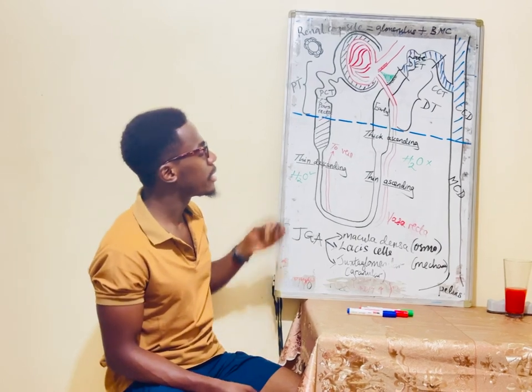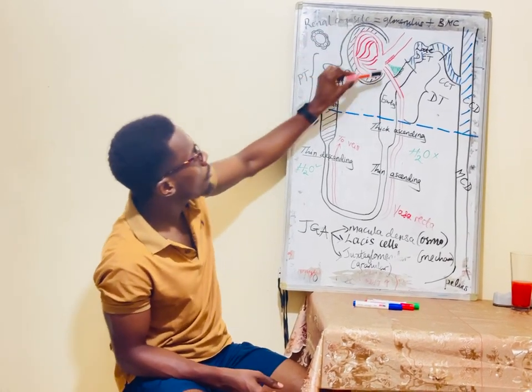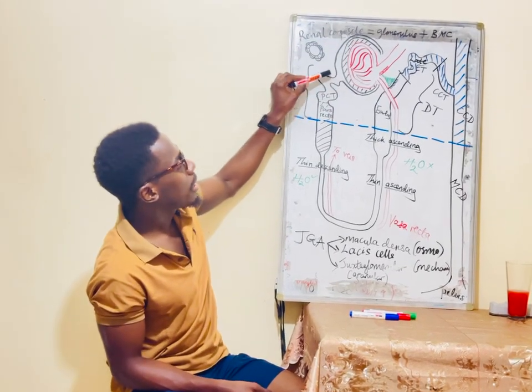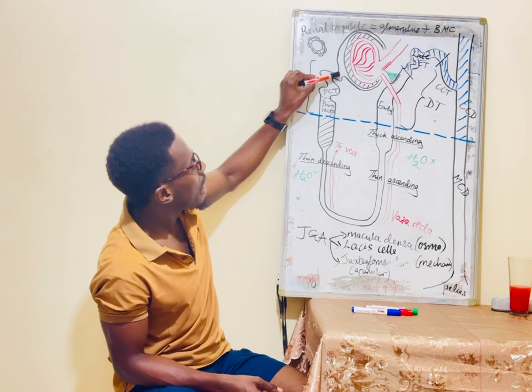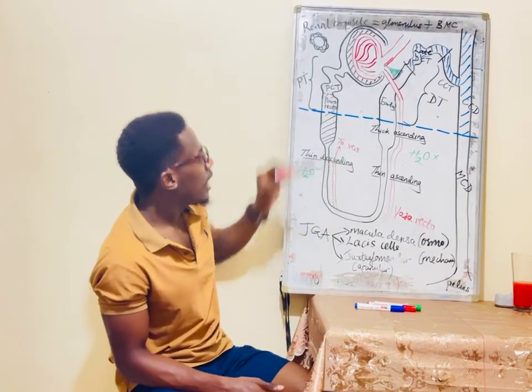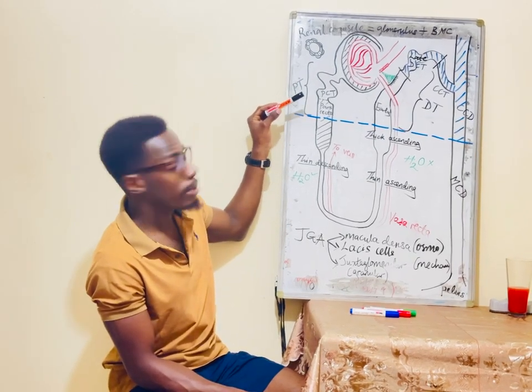So, in summary, the nephron has what we call the renal corpuscle. The renal corpuscle is a combination of the glomerulus and the Bowman's capsule. And then we have the tubule, or the tube. And the nephron tubule is divided into a number of parts.